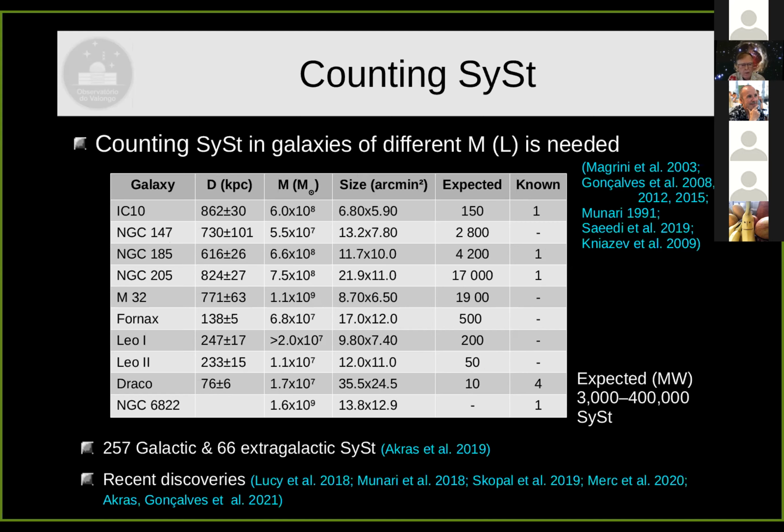But if you go to the Milky Way, the situation is not better than for these dwarfs, because the estimated number is almost up to 400,000 systems. So far, using the most updated catalog of these systems, at most 300 systems are known in the galaxy, and six, seven in fact, in the external galaxies. So even counting all the other works that came after this one, you don't have 300 of these objects. So you have a long way to go.